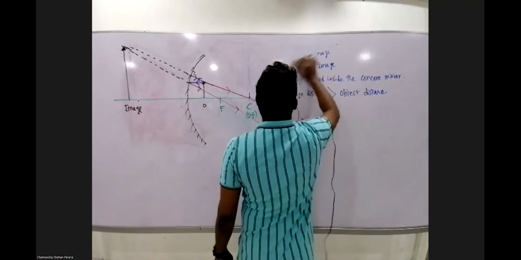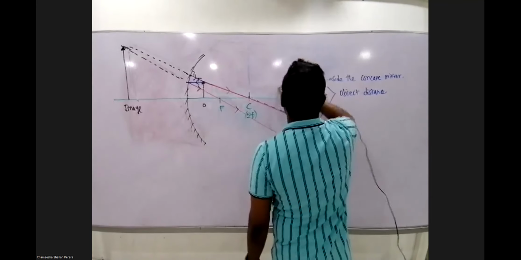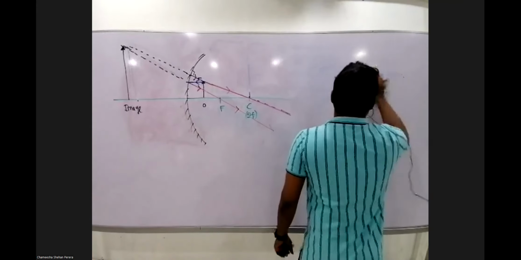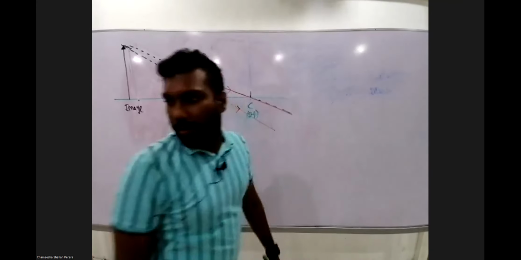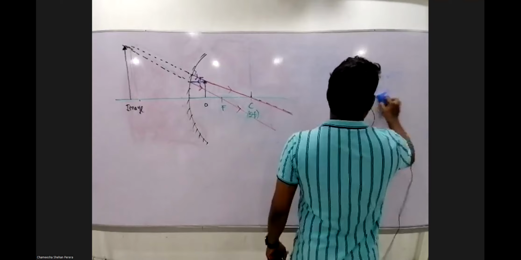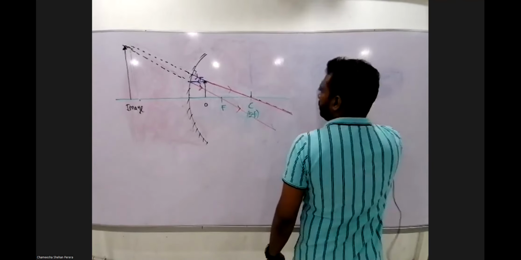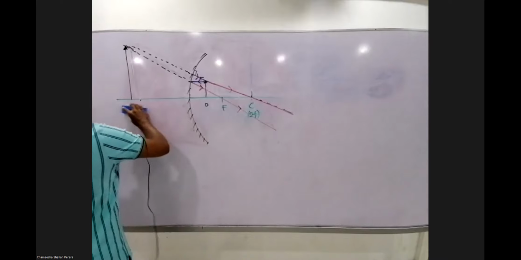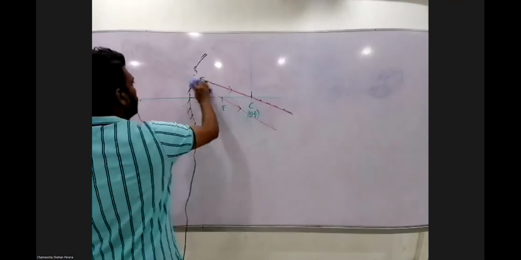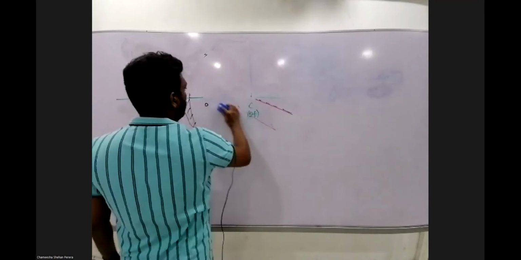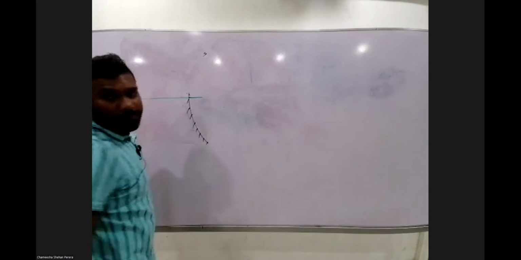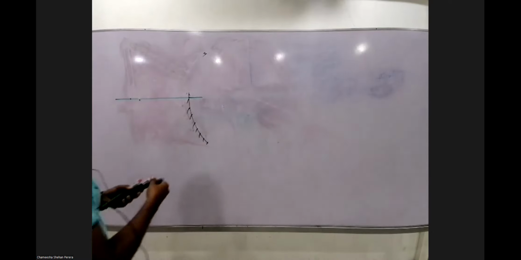The next one, read it, where you have to keep the object: when the object is on the focal point. So you are placing the object now on the focal point. Right. We have to erase everything.